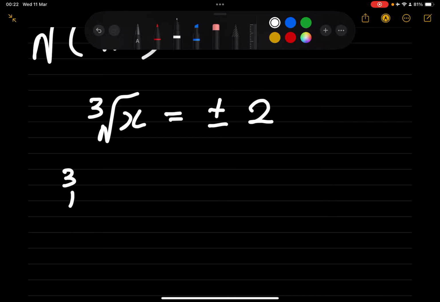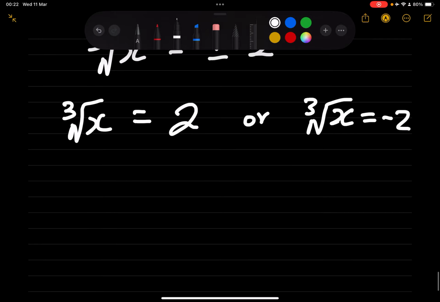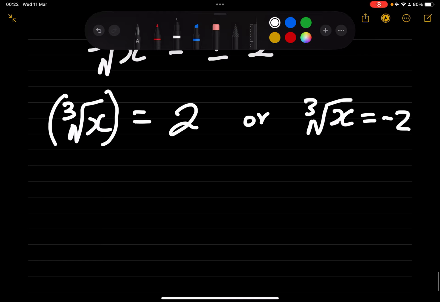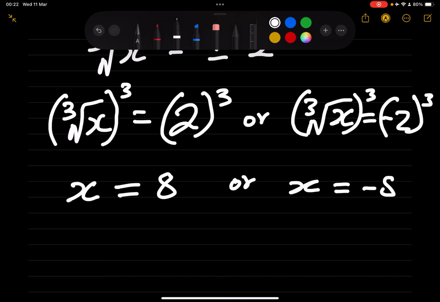The first one is cube root of x equals to positive 2, or cube root of x equals to negative 2. And then to remove a cube root, I must cube both sides. Okay? Then x will be equals to 8, or x equals to negative 8.